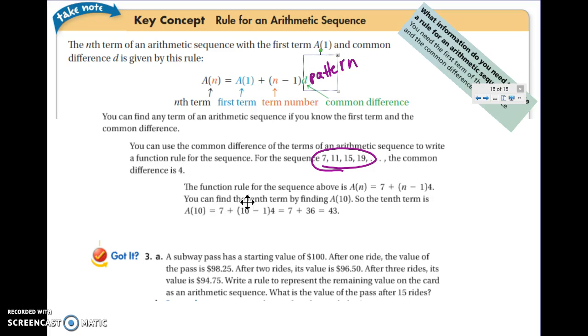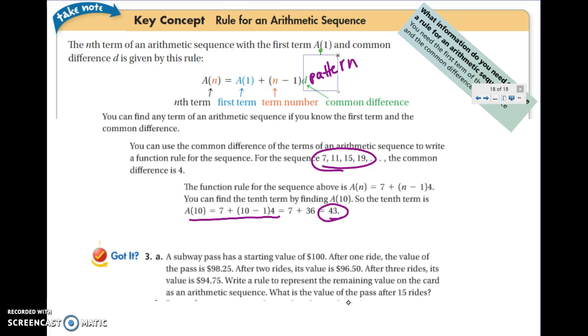And then you're going to be told what number to look for. So here it says you can find the 10th term. So you're looking for the 10th term, which means here under term number, you would plug in 10. Here under d, you would plug in the pattern, which is a positive 4. And then here in a of 1, you put the first number in the sequence, which is 7. And if I plug those numbers in, it gives me the 10th term in my sequence. So if I were to keep going till the 10th number, that number would be 43.